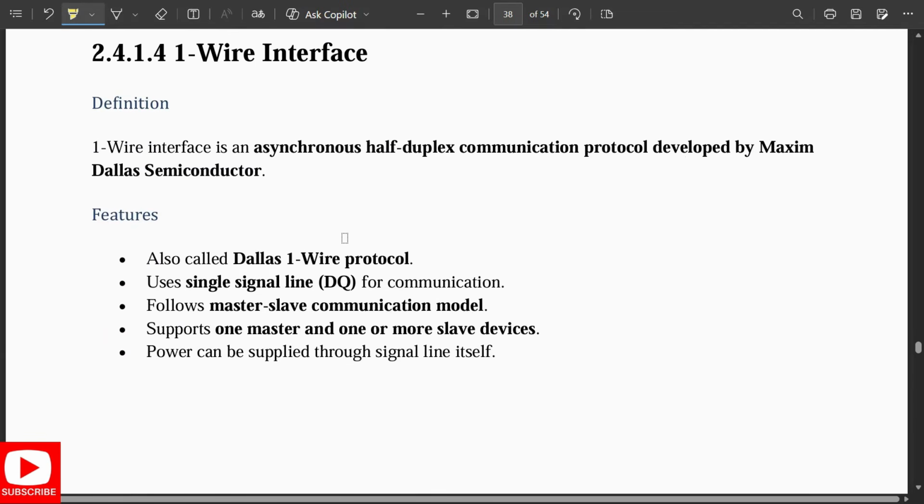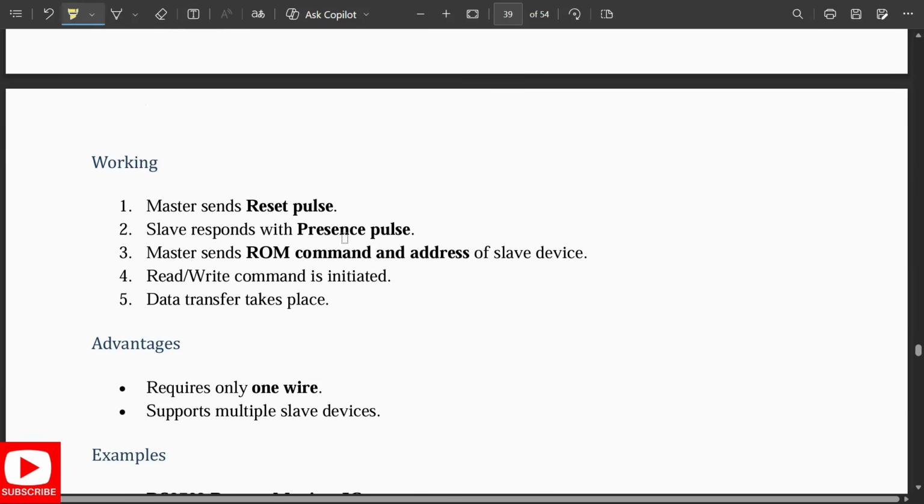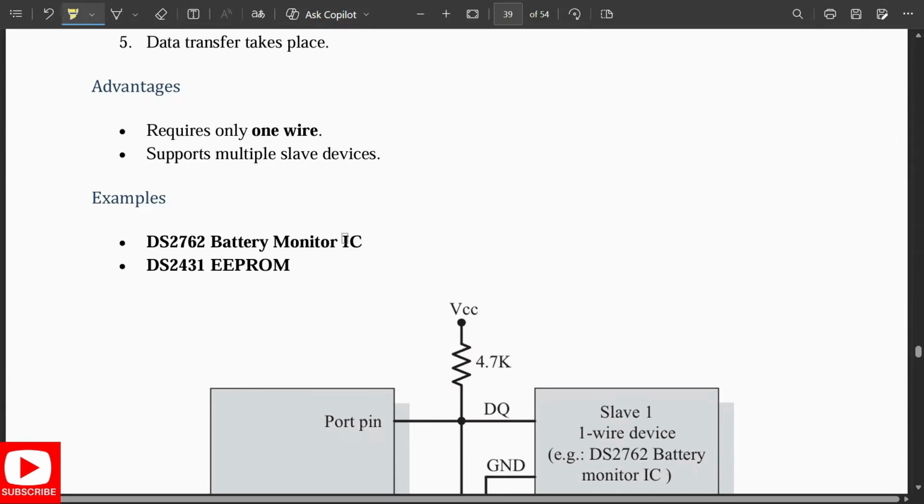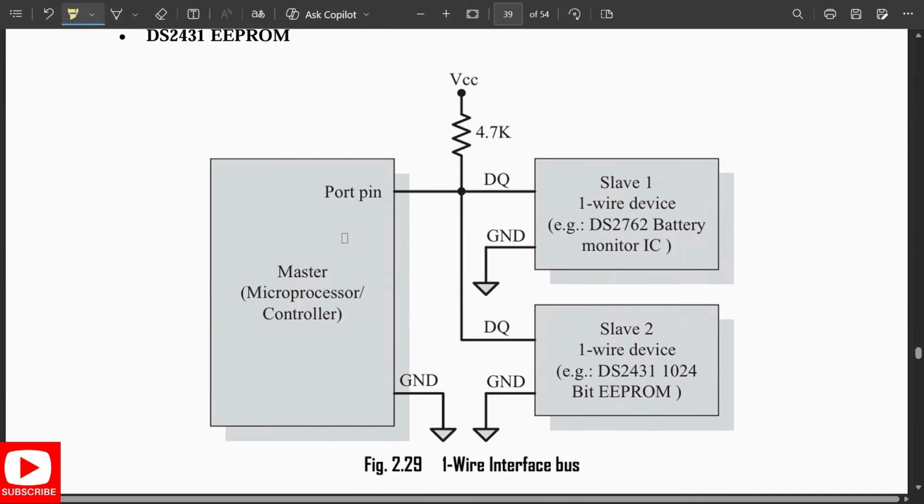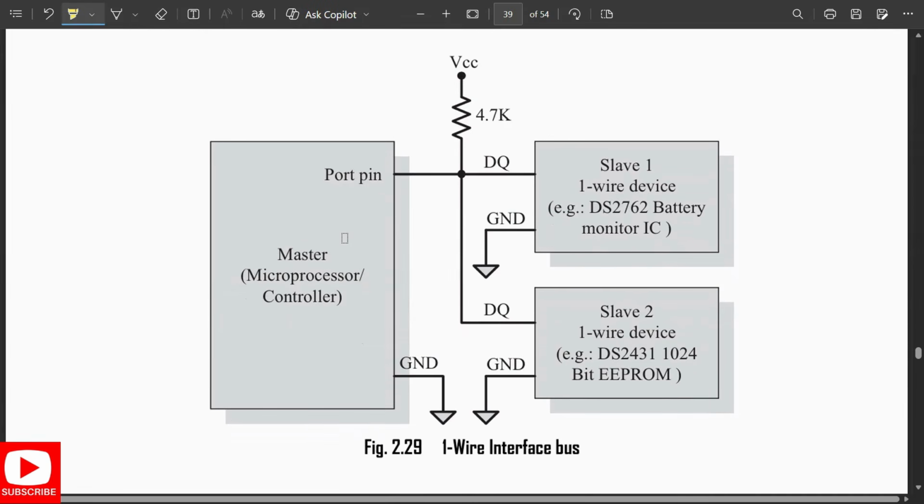One-wire interface. It is an asynchronous half duplex communication protocol developed by Maxim Dallas Semiconductor. Its features: it uses a single line for communication and follows a master-slave communication model, with one master and one or more slave devices. Here, the master sends a reset pulse, then the slave responds with a presence pulse, then the master sends the ROM command and address of the slave device. Then a read or write command is initiated and data transfer takes place. This requires only one wire and supports multiple slave devices. So this is our one-wire interface bus.